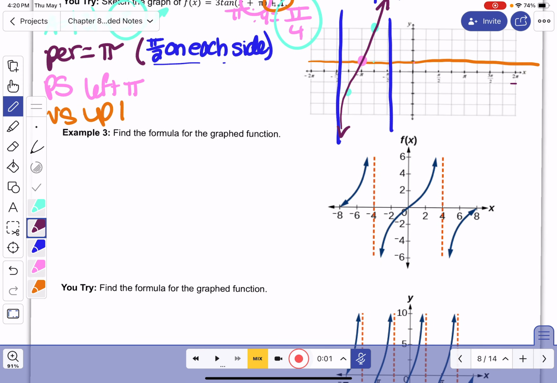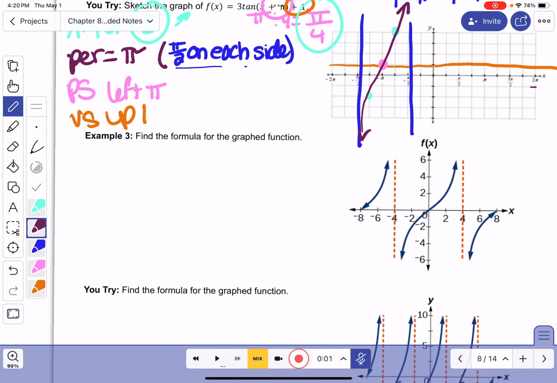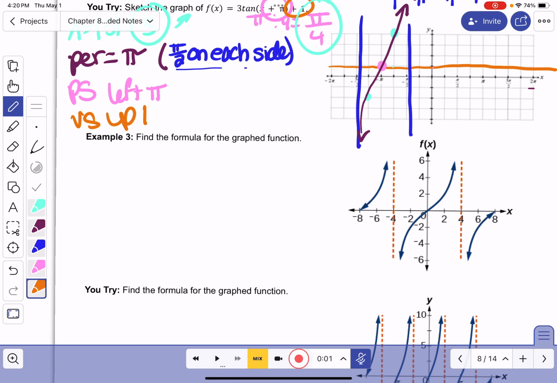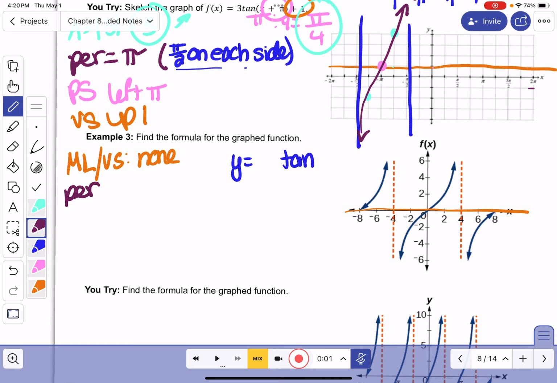Now let's look at finding the formula. So start with the same thing. Let's find our midline or our vertical shift. That's still going to be 0 on this one, so we don't have to add anything. Now let's find our period. So we go from -4 to 4. So that's 8. So if our period is 8, we have to do pi divided by 8, which is pi over 8. So that's going to be what I put in my parentheses there.